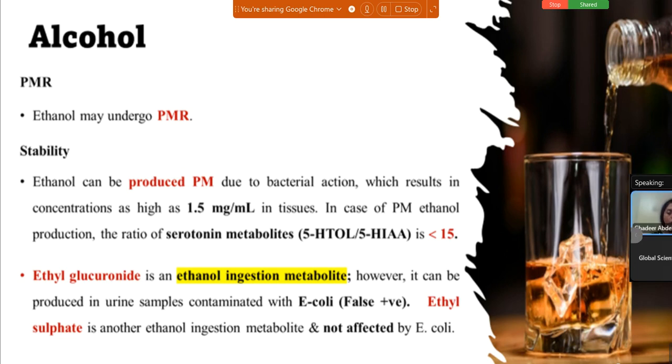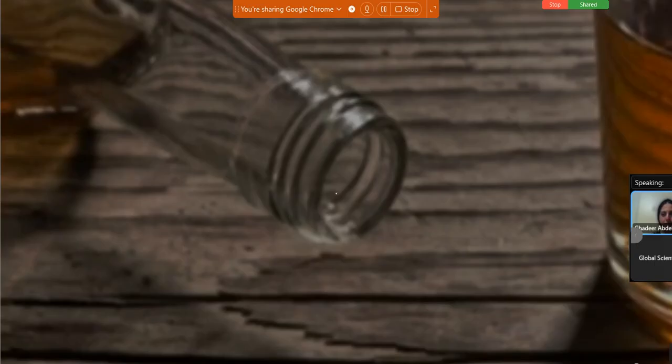Ethyl glucuronide is an ethanol ingestion metabolite. However, it can be produced in urine samples contaminated with E. coli and gives false positive results of ethanol ingestion. However, there is another ethanol ingestion metabolite, which is ethyl sulfate, that is not affected by the E. coli, so it is preferred.